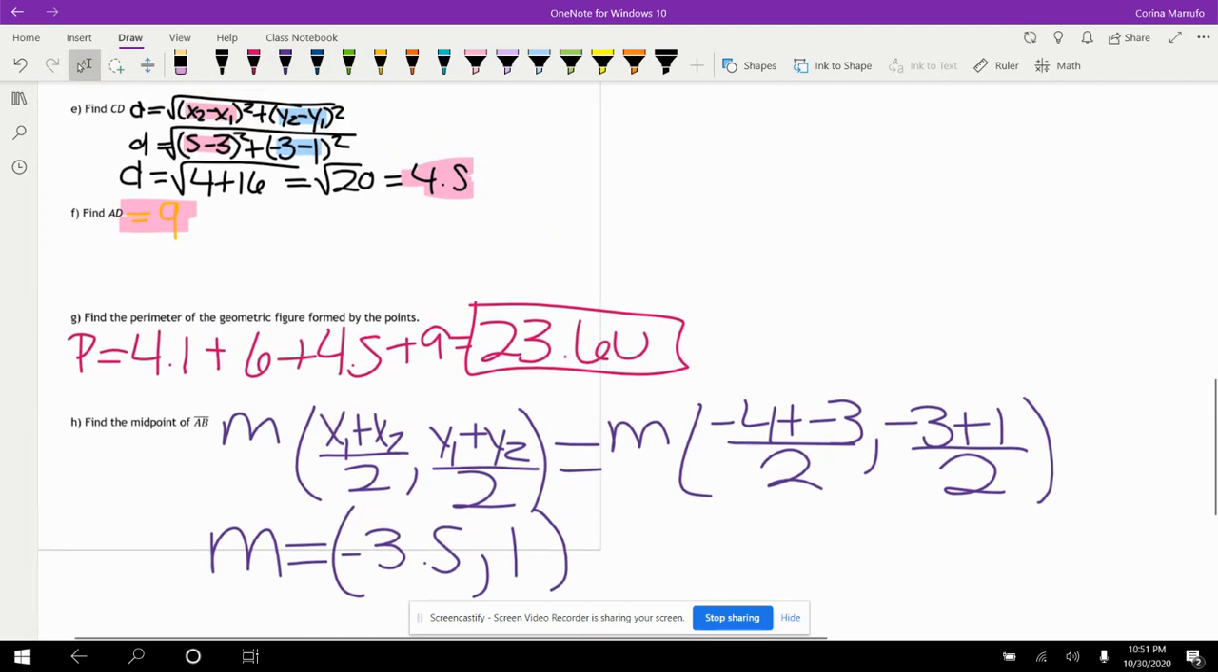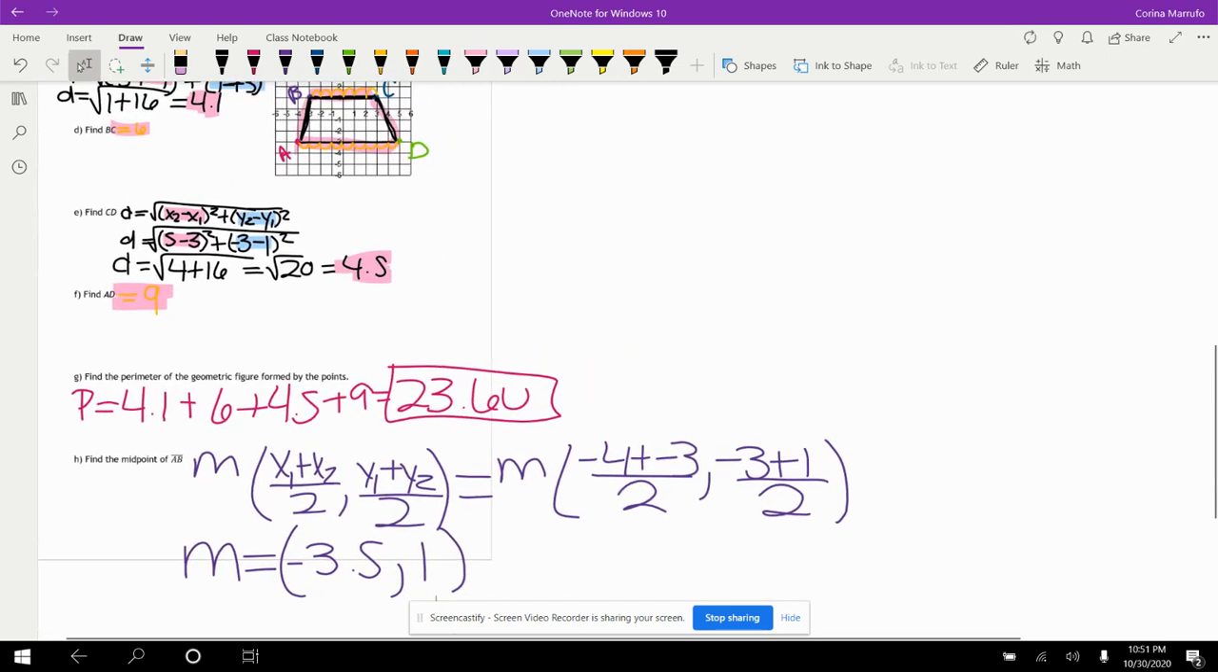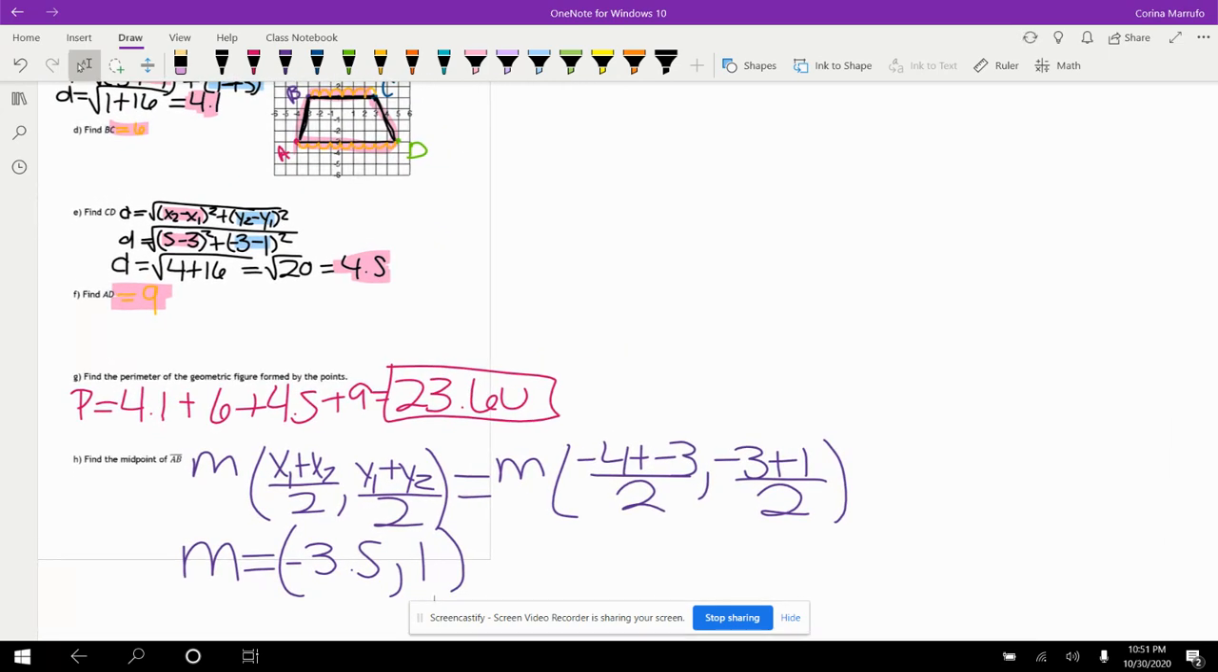Okay, now let's graph it to see if our answer makes sense or if it looks like it's in the middle. So negative 3.5 would be about right here. And then we go down 1, which would be about right here, which looks about right. That does look like the midpoint. Okay, so that helps you check your work.